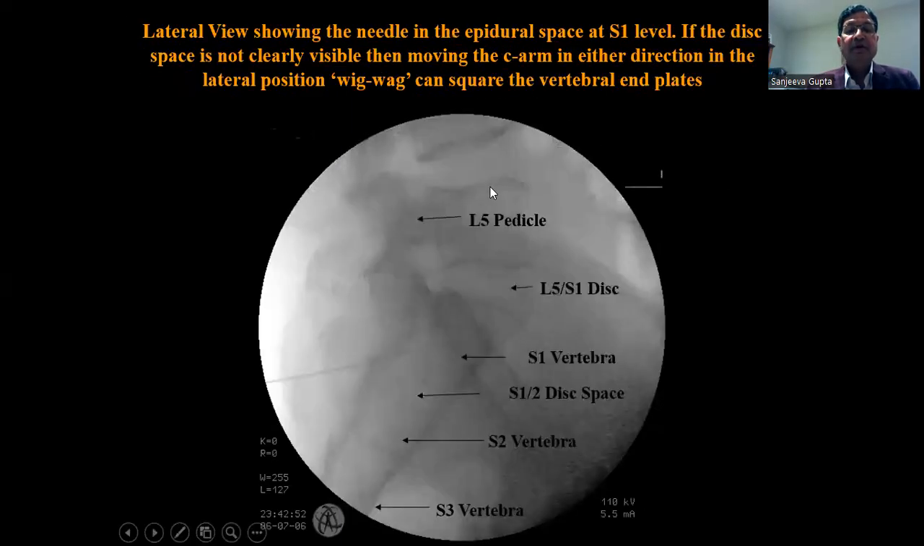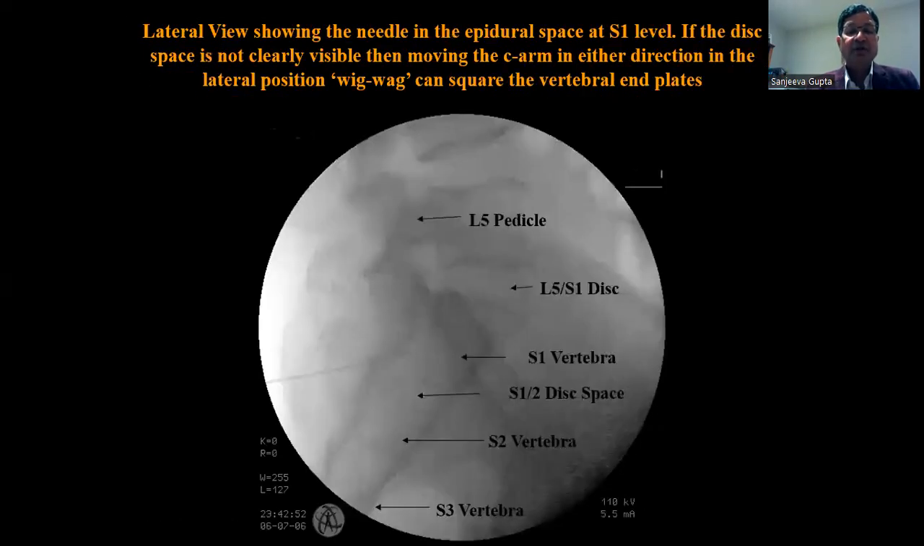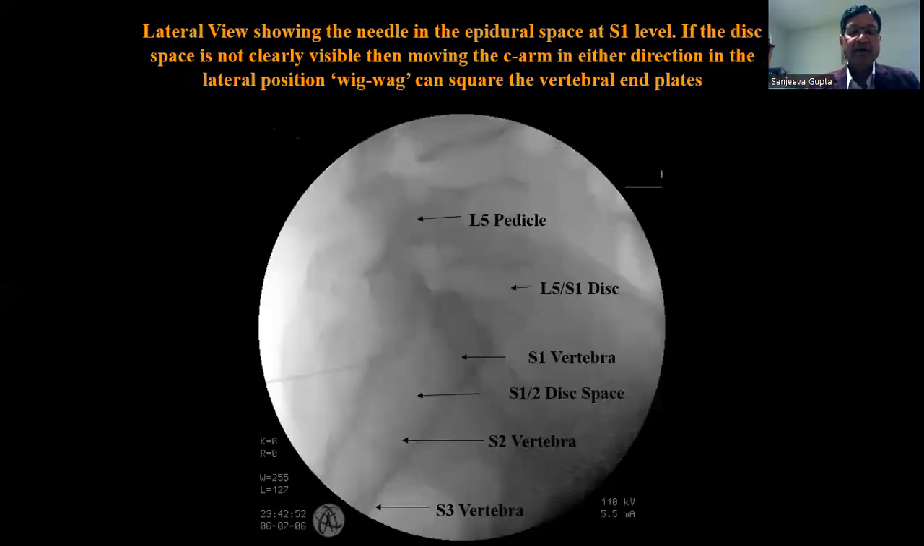In the lateral view, L5 vertebral body, L5 pedicle, L5 S1 disc, and you can see the S1 vertebra, S1 S2 disc, and the needle tip is in the epidural space at the S1 level. So you can see that is the AP view direction. Again, as I said, direction, depth, direction, direction, depth. If it is not deep enough, then go back to the true AP view and the cephalic tilt, and navigate the needle further, and then go back and check if it is deep enough.